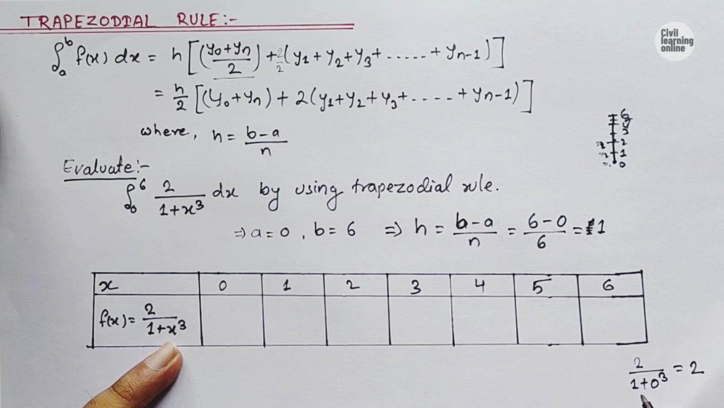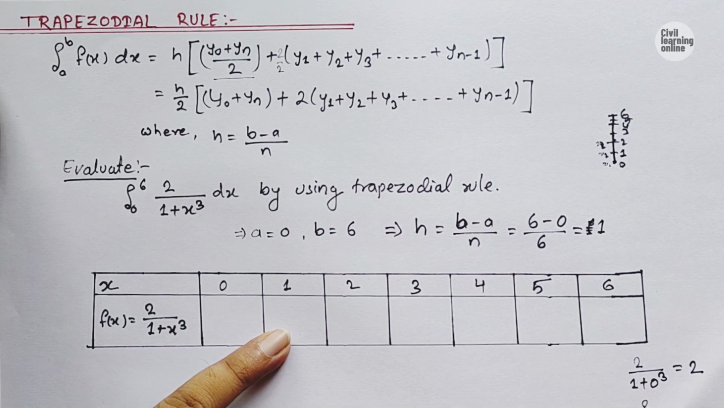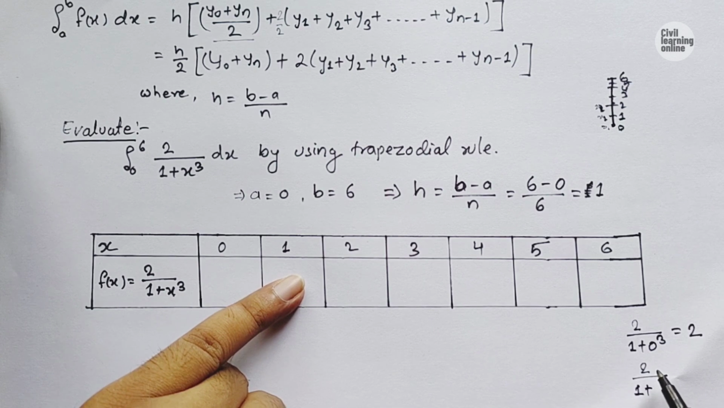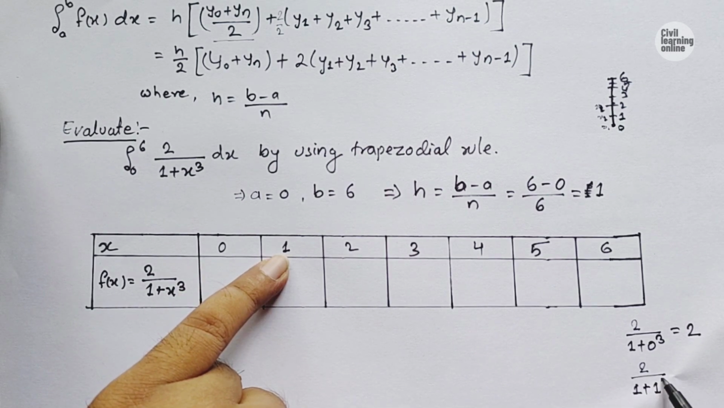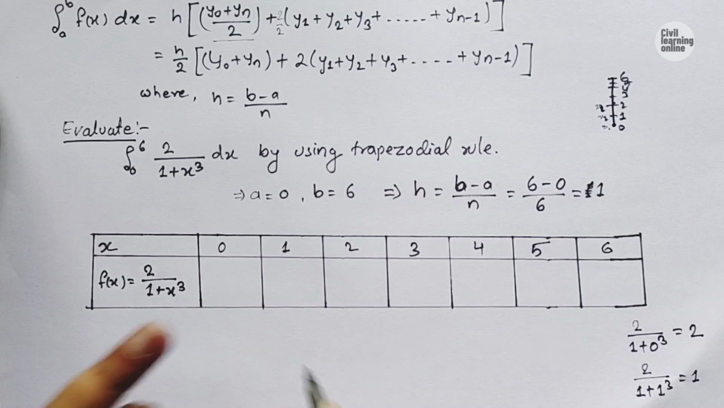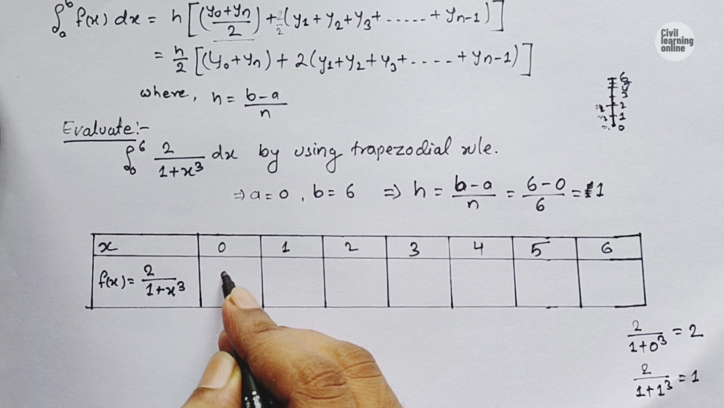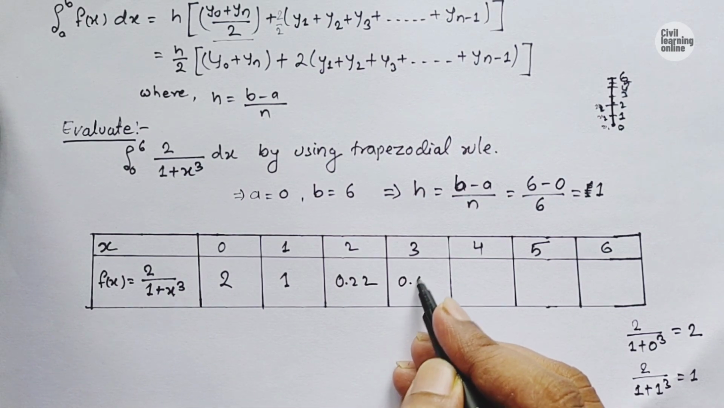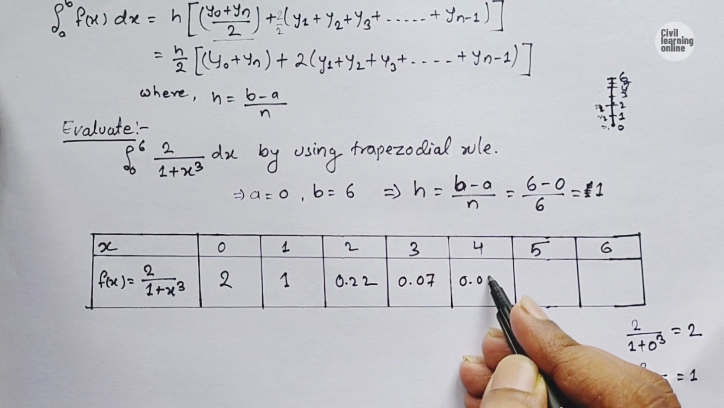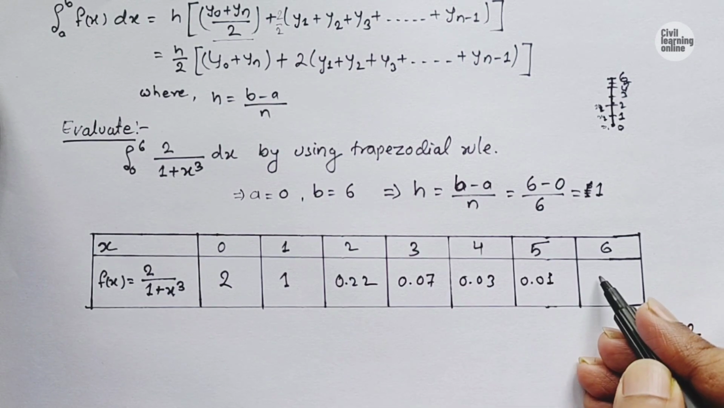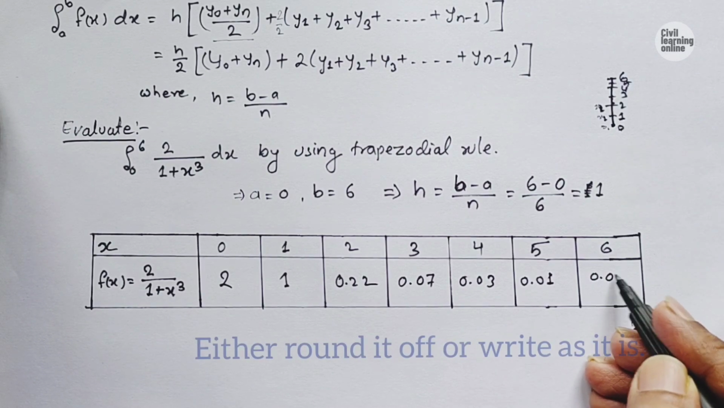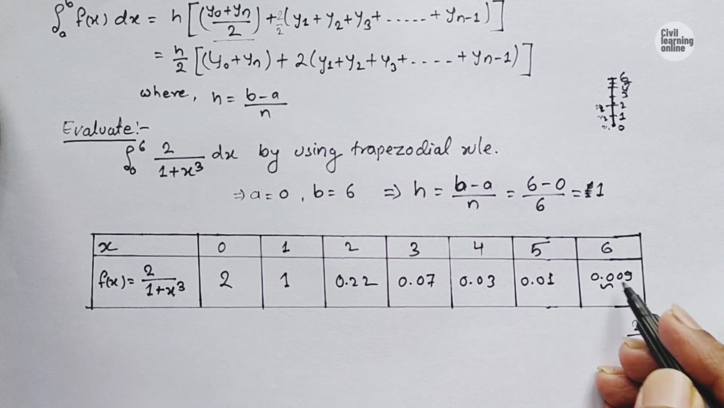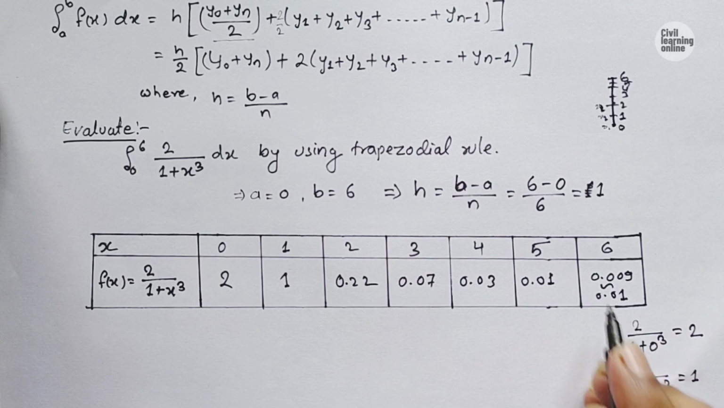So on putting the value in a similar way, in the second step we will have 2 upon 1 plus, and in place of x1 we will put x1 equals 1, so 1 to the power 3, and from here we will have 1. On putting the values in a similar way, we will get the values accordingly: 2, 1, 0.22, 0.07, 0.03, 0.01, and here we will have 0.009. When writing in the exam, you can simply write it as 0.01. It won't create any problem.